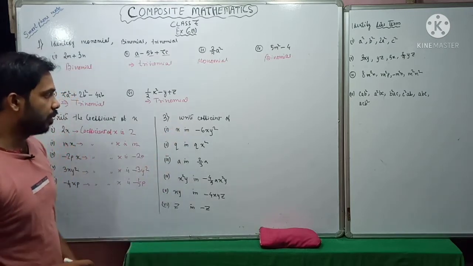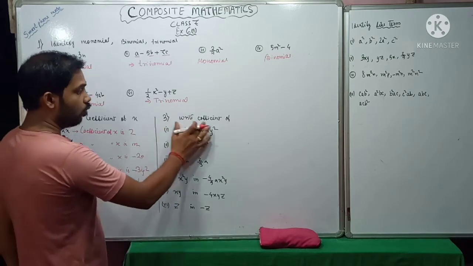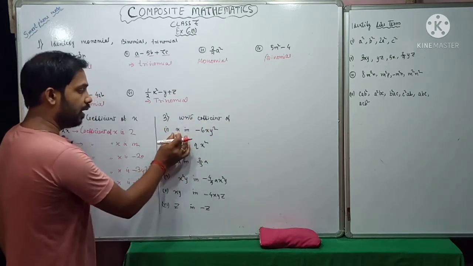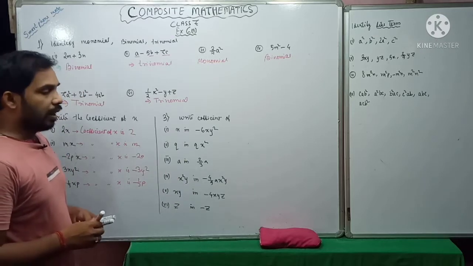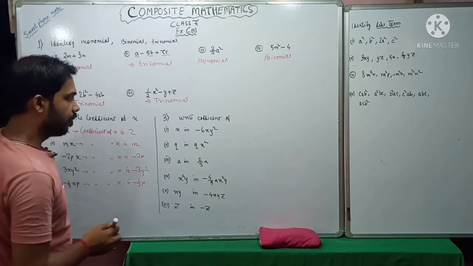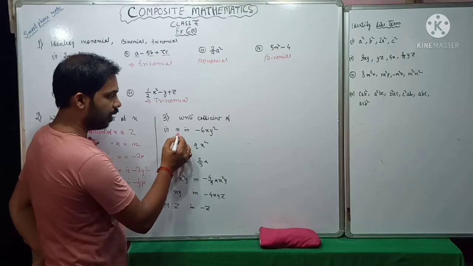Now we are going to do question number 3. What is written? You see, write the coefficient of. Here the coefficient is asked in the question, and in this way we have to write the coefficient. Here we are asked to find the coefficient of x.